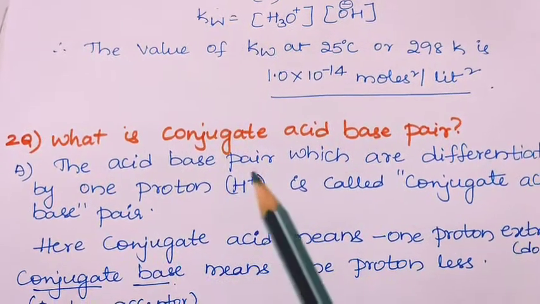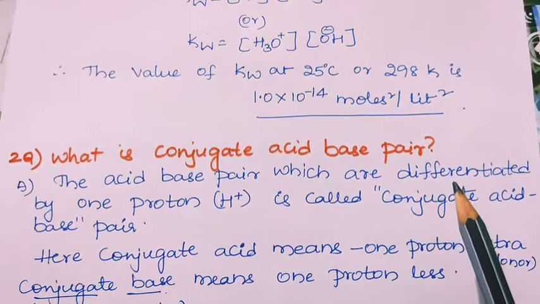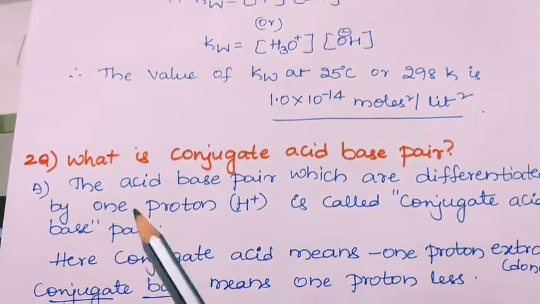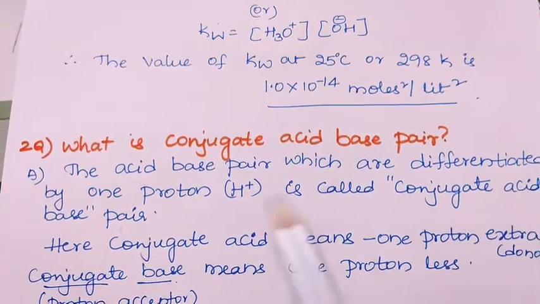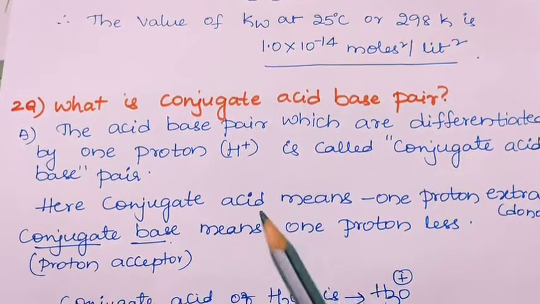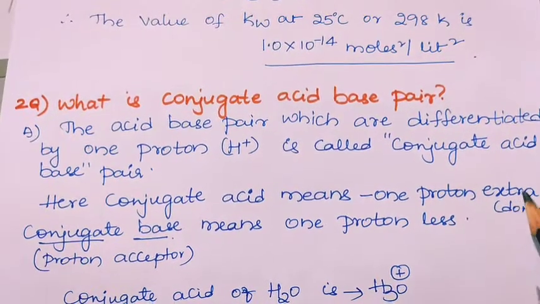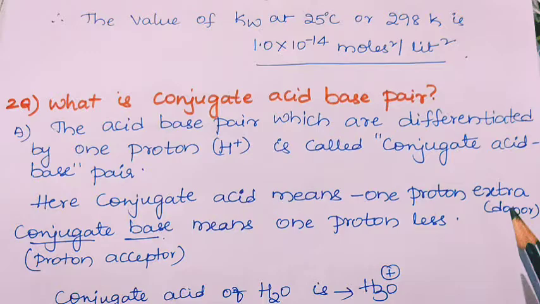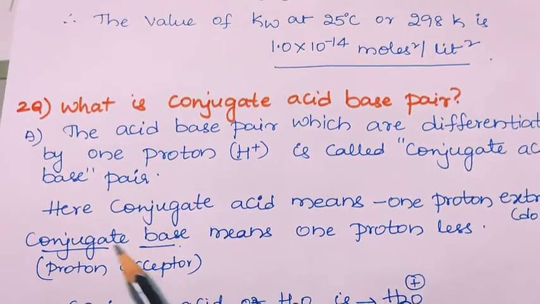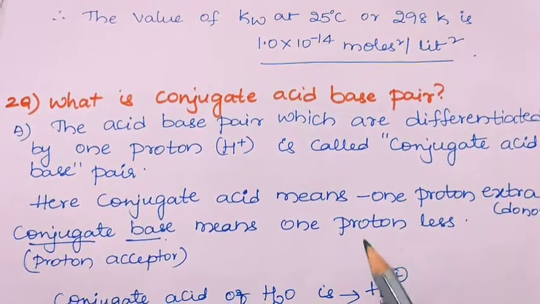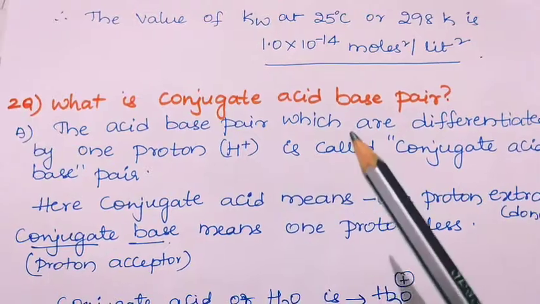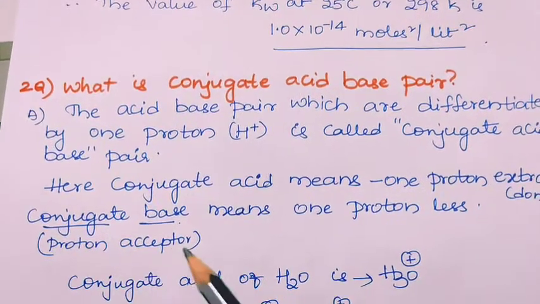The acid base pair which are differentiated by one proton is called conjugate acid base pair. Here conjugate acid means one proton extra, that is extra means it can be donated, so it is a proton donor. Conjugate base means one proton less, so it is a proton acceptor. Conjugate acid is a proton donor and conjugate base is a proton acceptor.